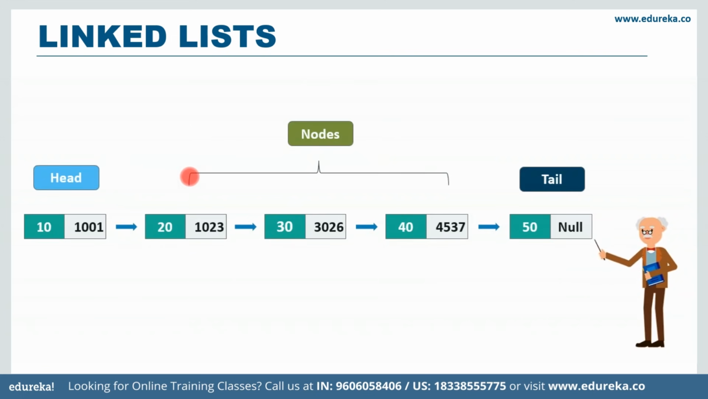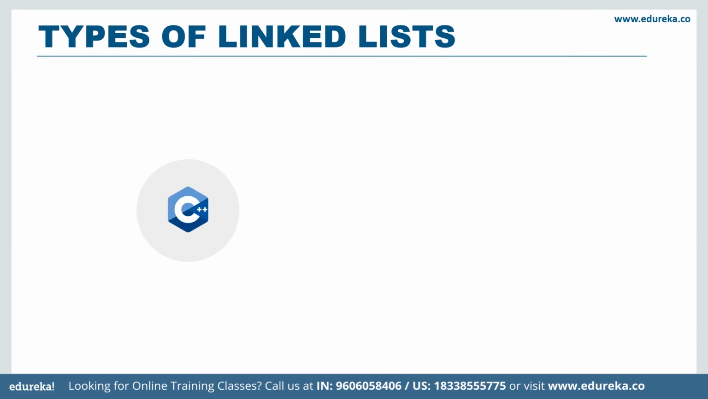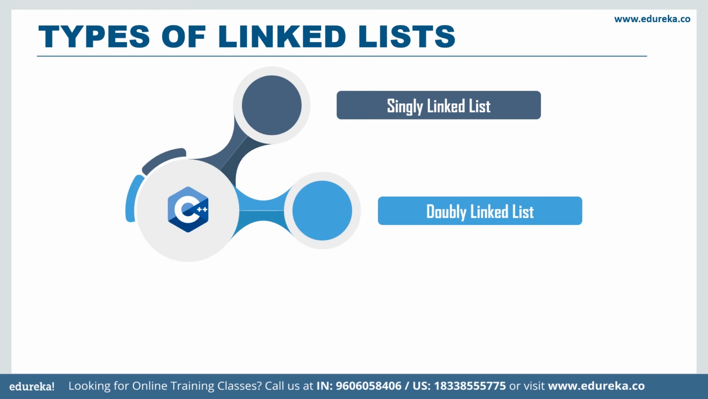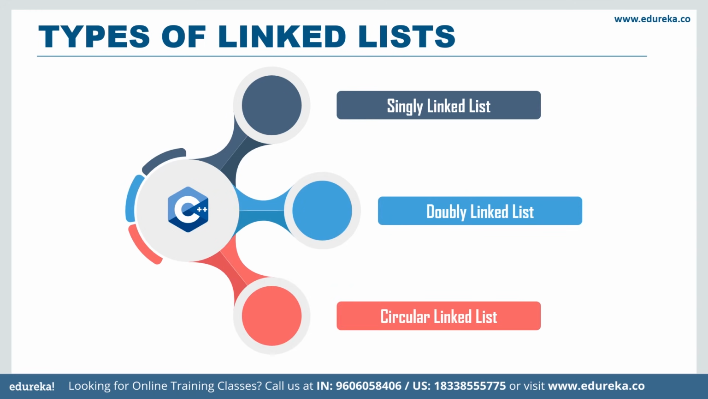Once the linked list is complete, we have the head node and the tail node, and all the blocks are considered nodes. Firstly, we have the head node, which is the starting part of the linked list, and at last we have the tail node, which is called the ending part of the linked list. Now let us deal with the types of linked list. We have 3 different types of linked list in C++: firstly the singly linked list, then the doubly linked list, followed by the circular linked list.